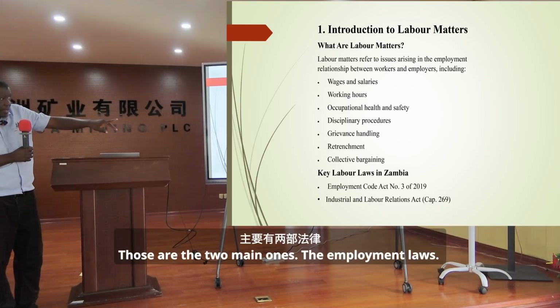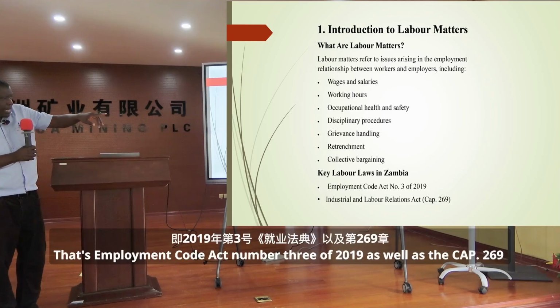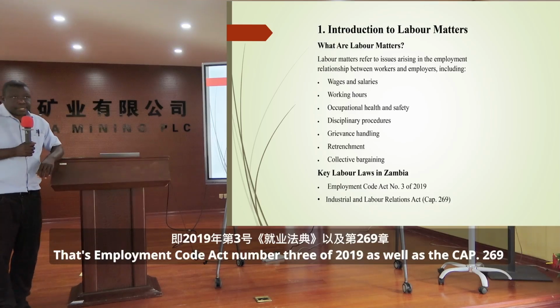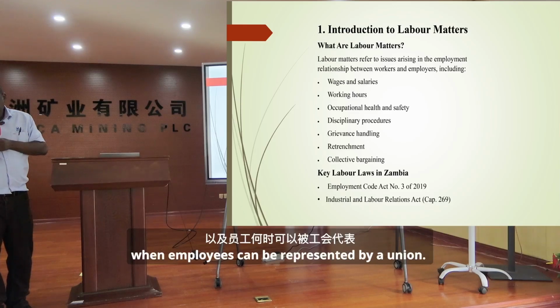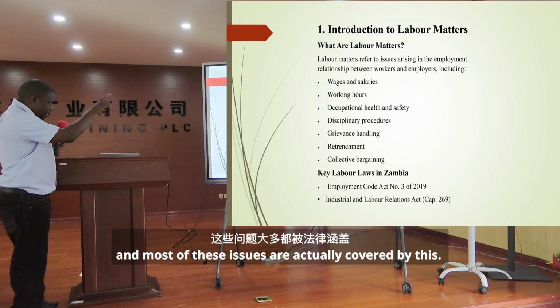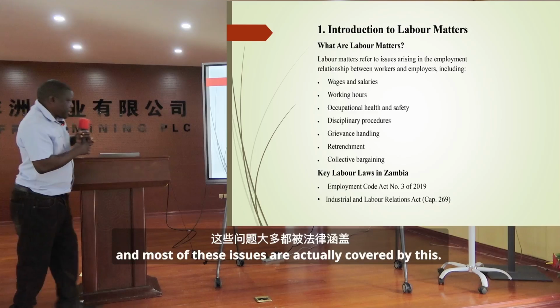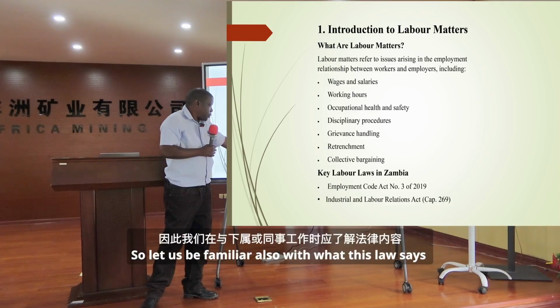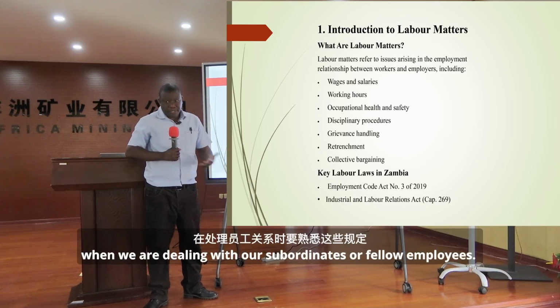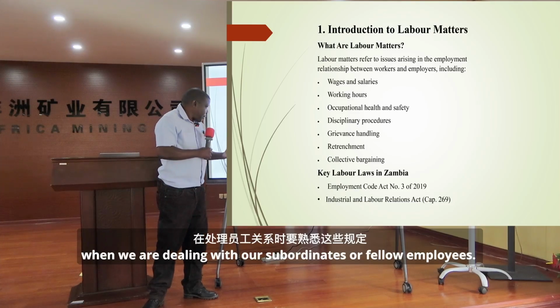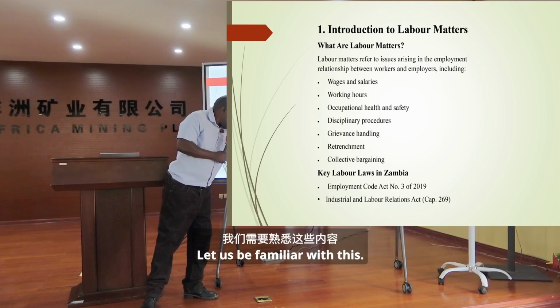Okay, those are the two main ones. The employment laws are the Employment Code Act number 3 of 2019, as well as Cap 269, which defines the unions and when employees can be represented by a union. Most of these issues are covered by these laws. So let us be familiar with what these laws say when we are dealing with our subordinates or fellow employees.